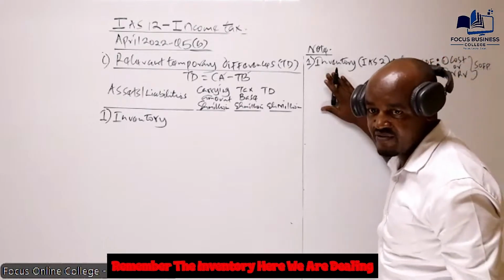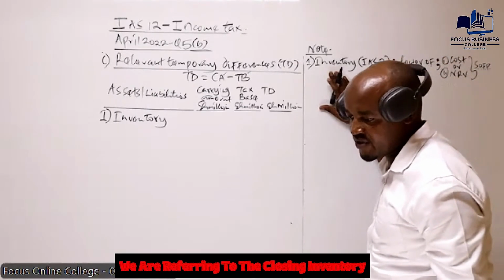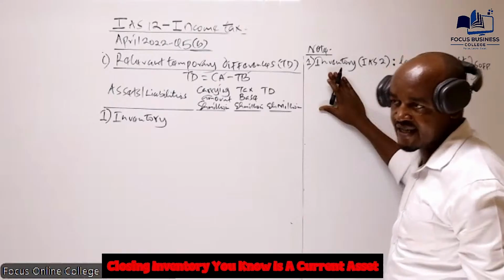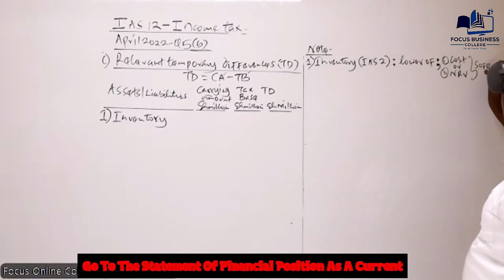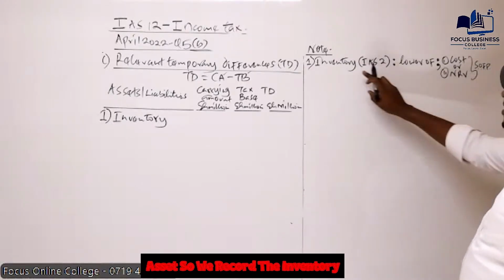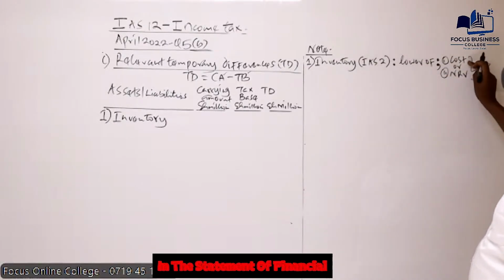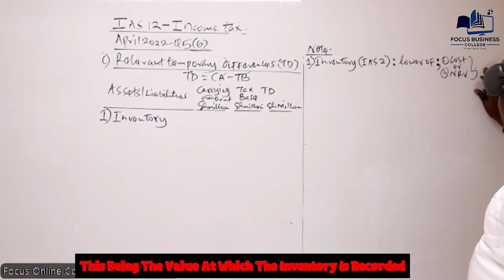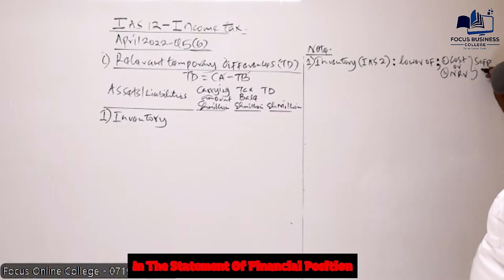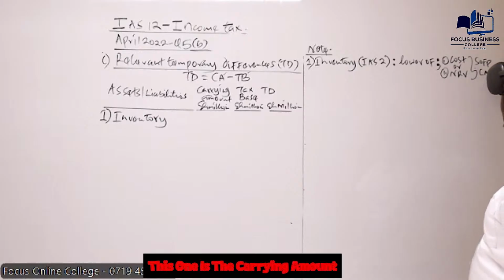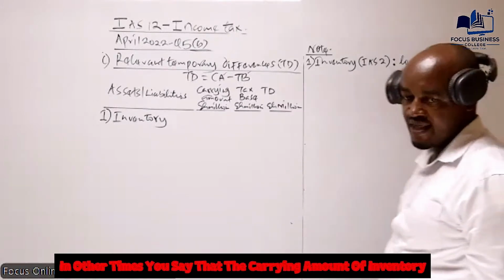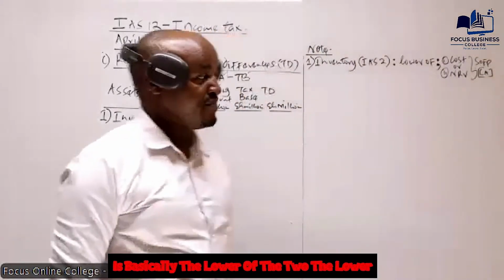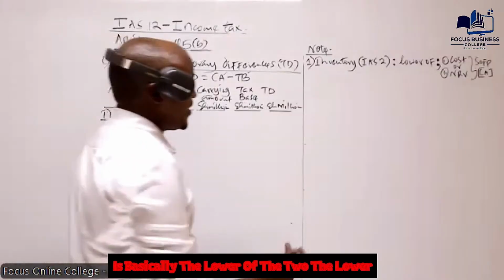Remember, the inventory here we are referring to is the closing inventory. Closing inventory is a current asset. Being a current asset, it goes to the statement of financial position as a current asset. So we record the inventory in the statement of financial position at the lower of the two. This being the value at which the inventory is recorded, this is the carrying amount. In other terms, the carrying amount of inventory is basically the lower of the two.